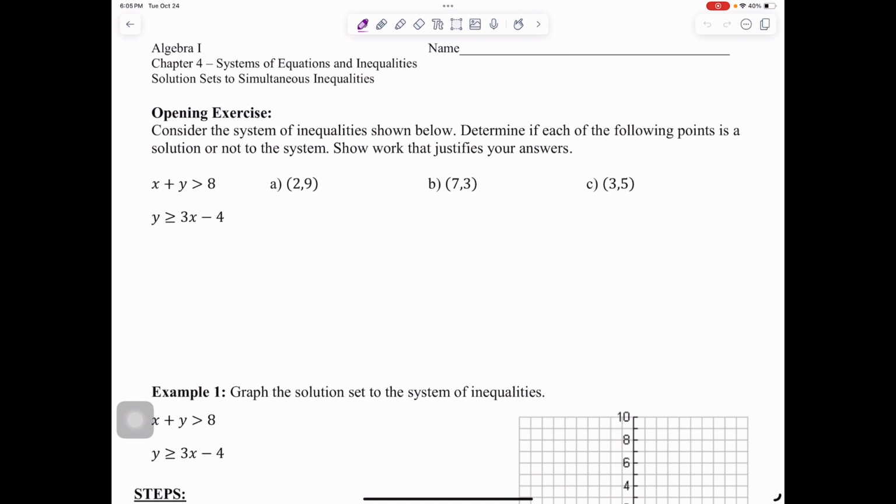So I would like you to pause the video at this point, try the opening exercise, and then resume the video when you're ready to discuss.